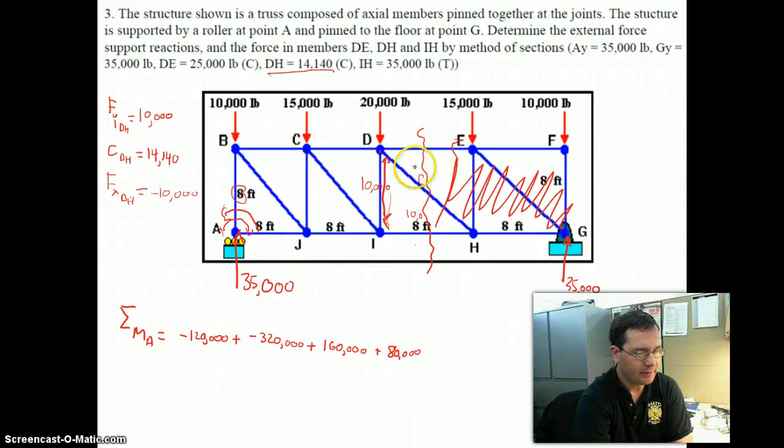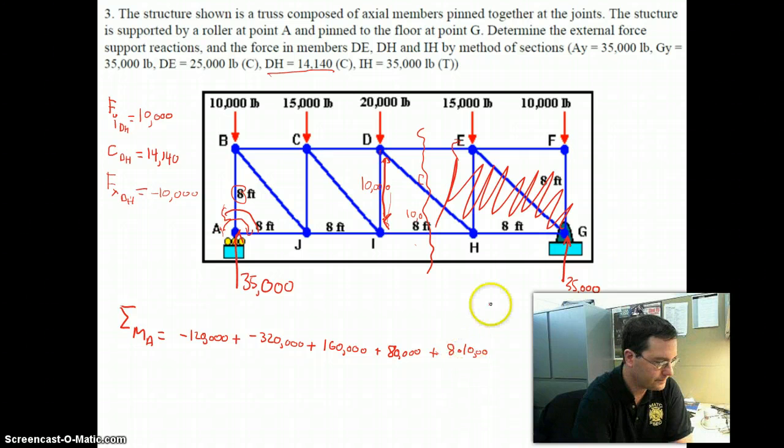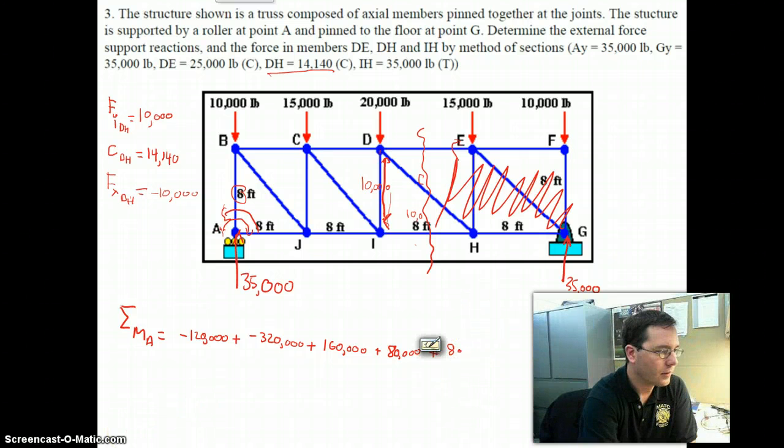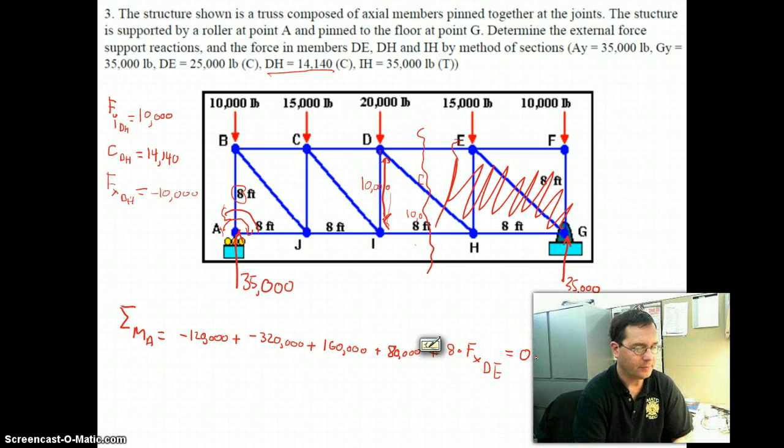Component DE can generate a moment, and the moment it's going to generate is the length of the lever arm, which is 8 feet, times the force in DE horizontally. So plus 8 times... I'm sorry, we've not yet determined the force in DE, so it's 8 times the force in the x direction in component DE. And all of these moments need to sum to 0.